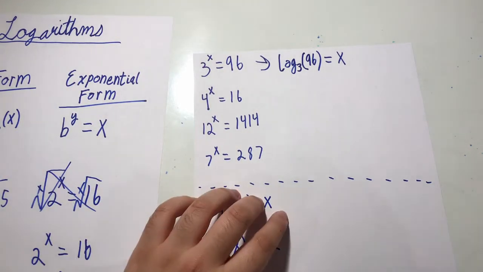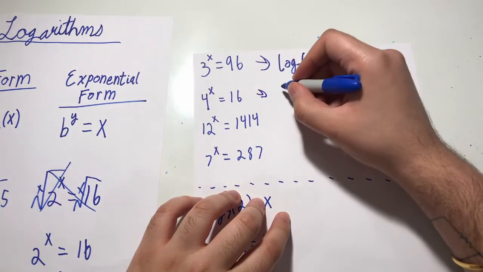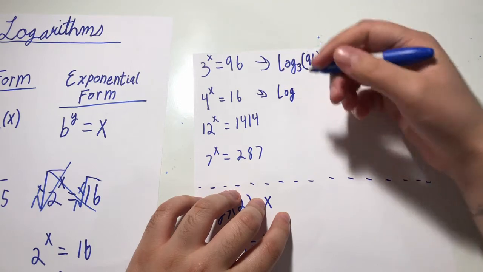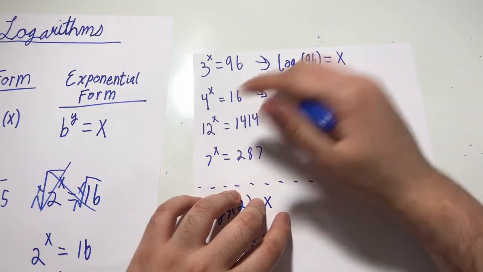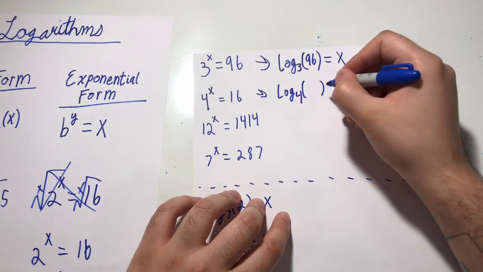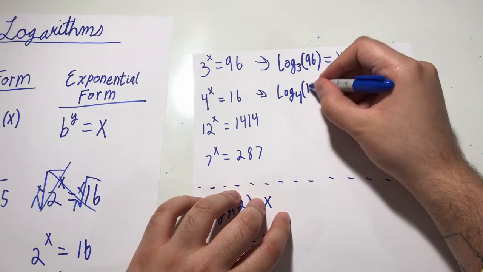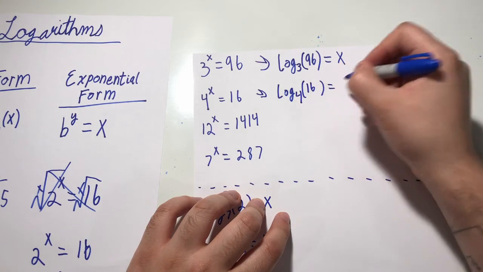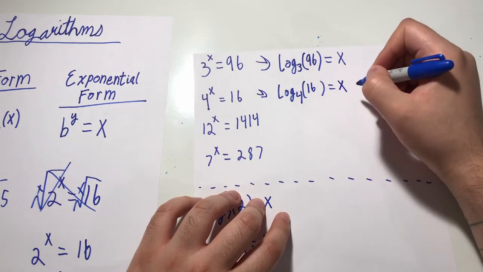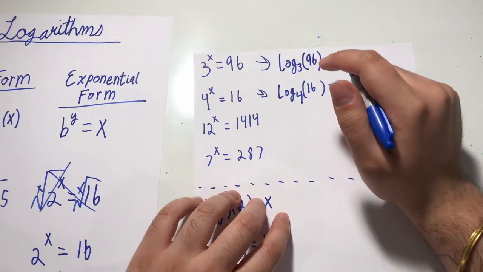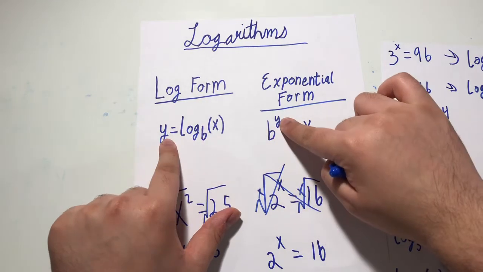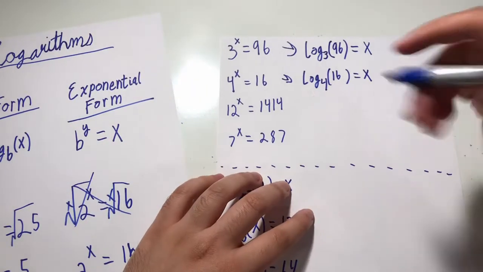All right? So next, again, you write logarithm. What's our base? Well, our original base is 4. What goes inside? Well, what was our original answer? 16. And what does that equal? The exponent, which was x. Similarly here, right? These letters correspond to each other.